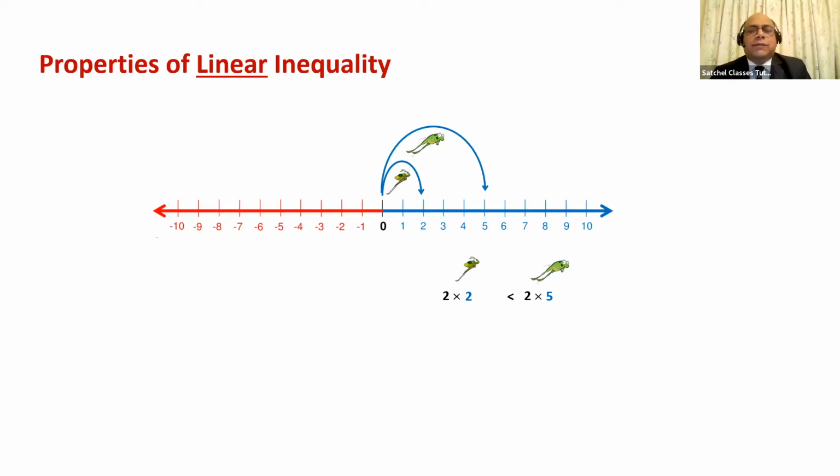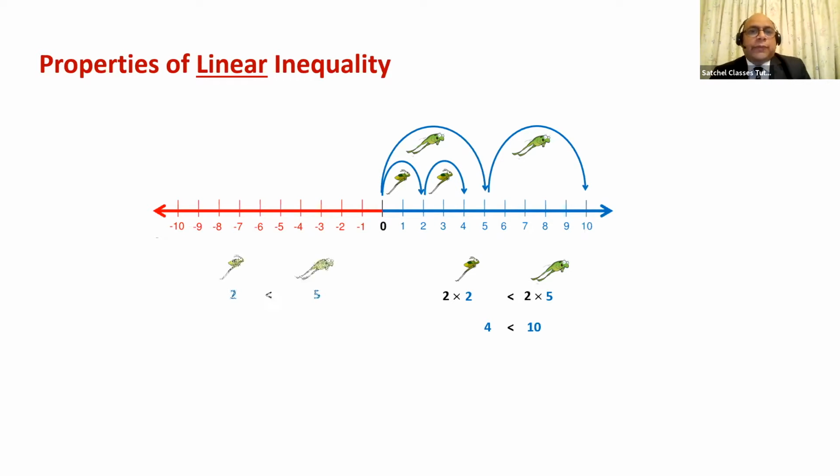So two jumps means two times as many, right? So in case of grasshopper, it will reach 4 units, whereas in case of frog, it would have reached 10 units. Clearly, the frog is still further away than the grasshopper on the positive side. So 10 is clearly greater than 4, right?